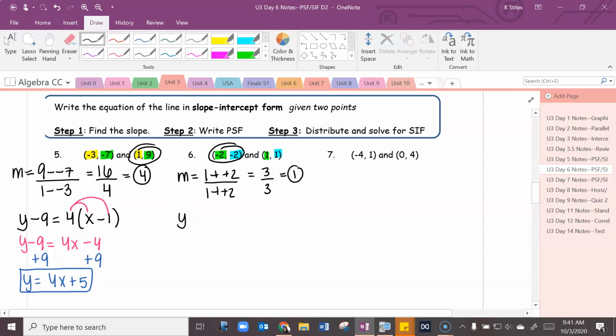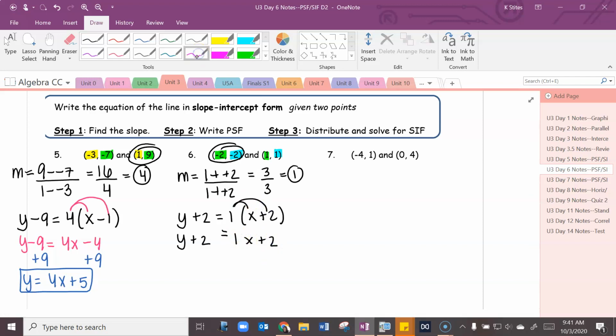Point slope form. Okay, so we're on step 2 here. y plus 2, again, use your opposites. My slope was 1, parentheses, x plus 2. This is point slope form. Now step 3, distribute and solve. So we'll go ahead and distribute. Just a 1x plus 2. And then we still need to solve for y, so make sure you subtract that 2 over, but they will cancel, so we just get y equals 1x. This means our y-intercept is at 0.